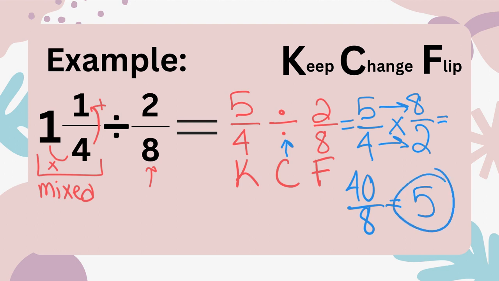All right, so for this one, we first had to change this mixed number into an improper fraction. And we did that by multiplying the whole number by the denominator. 1 times 4 is 4. And then we added the numerator and that's 5. 1 times 4 is 4, plus 1 is 5, and then we kept the denominator the same. And from there, we were able to do keep, change, flip. Let's do another example.